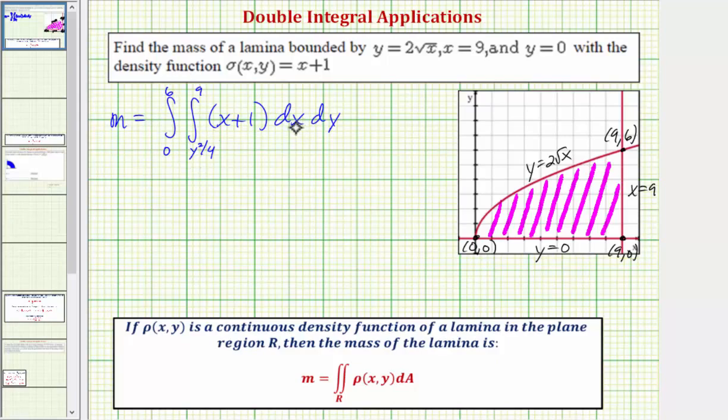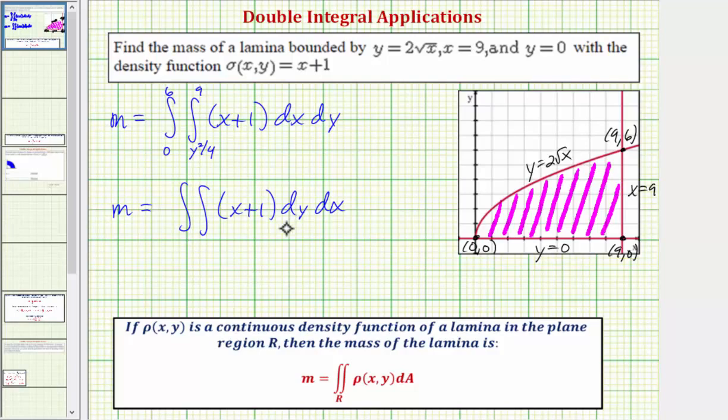Now let's also set this up using the other order of integration. So we have the mass would also be equal to the double integral of x plus 1, but now we'll integrate with respect to y first, then with respect to x. So because we integrate with respect to y first, we want to determine which functions bound this area on the bottom and on top. Notice how y equals 0 bounds the area on the bottom, and y equals 2 times the square root of x bounds the area on the top.